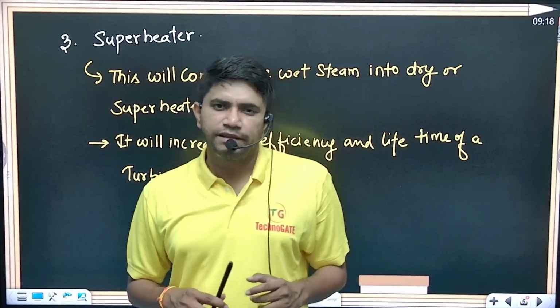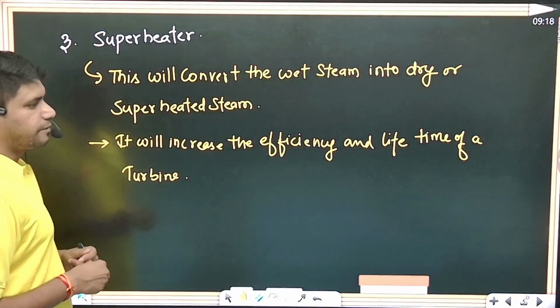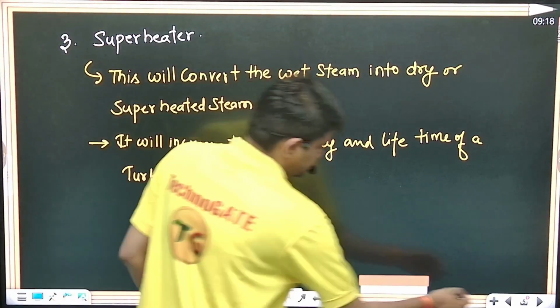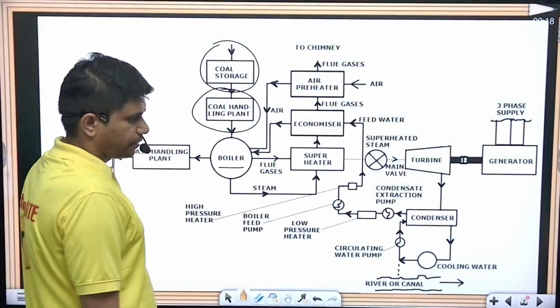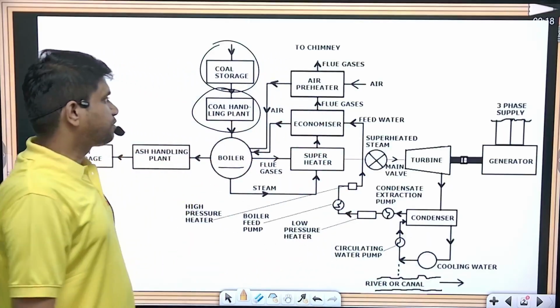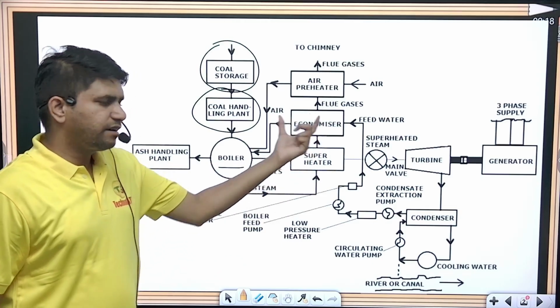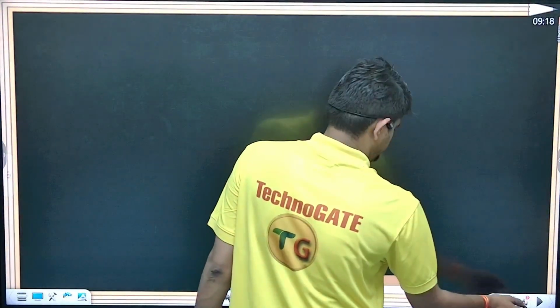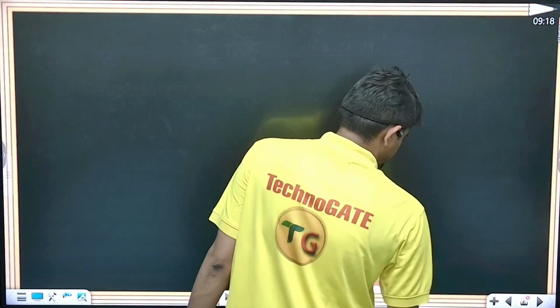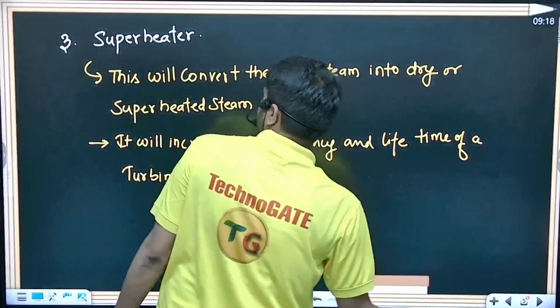Please let me know, is this point clear? Yes, perfect. Clear. Next, what is the next? Here, economizer is the next. Here we have understood this portion, which is the coal handling plant, then boiler, superheater. Now we'll do the economizer. Next one is number 4.